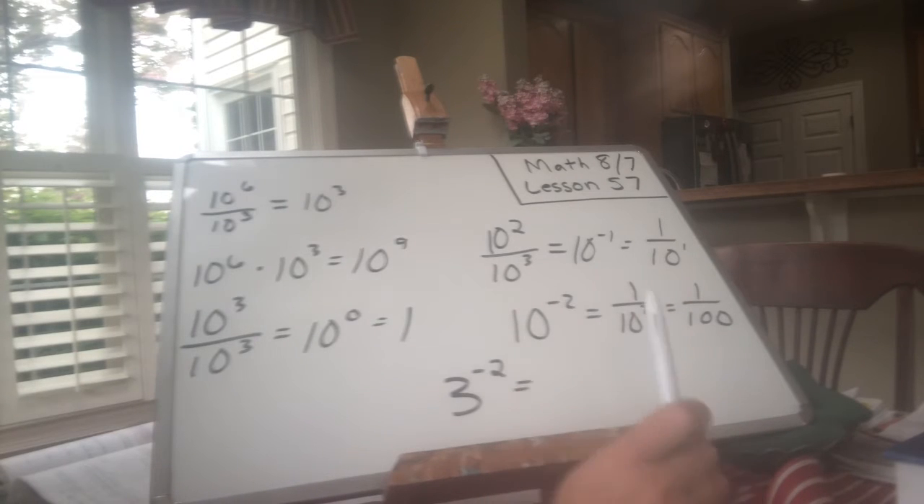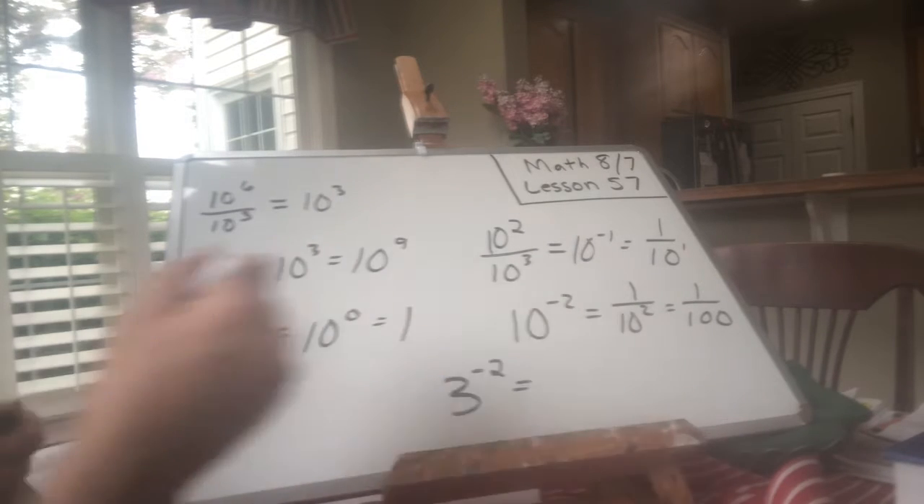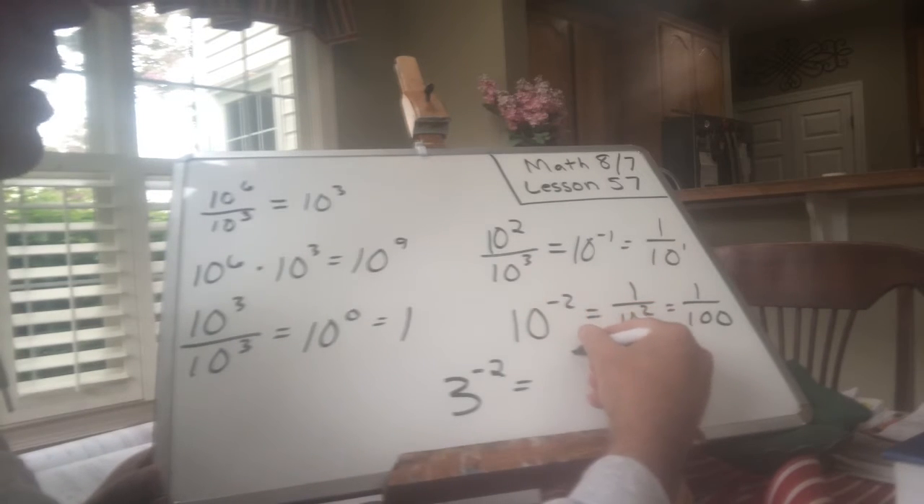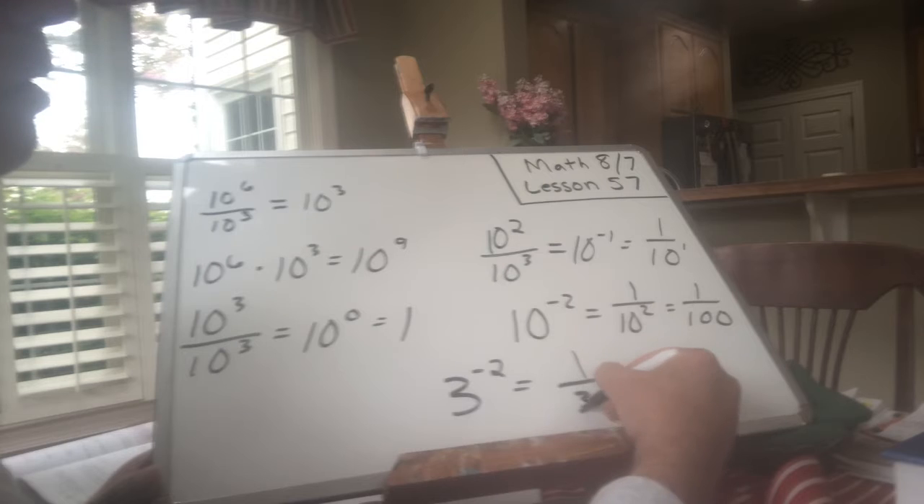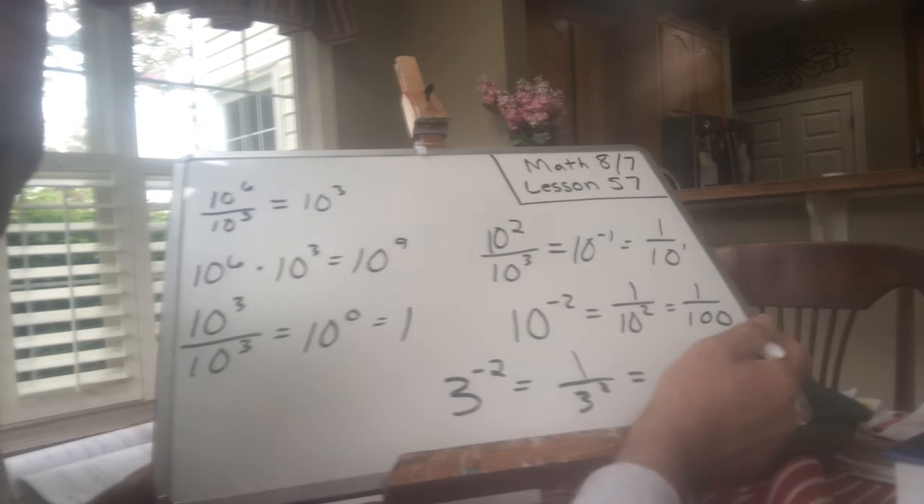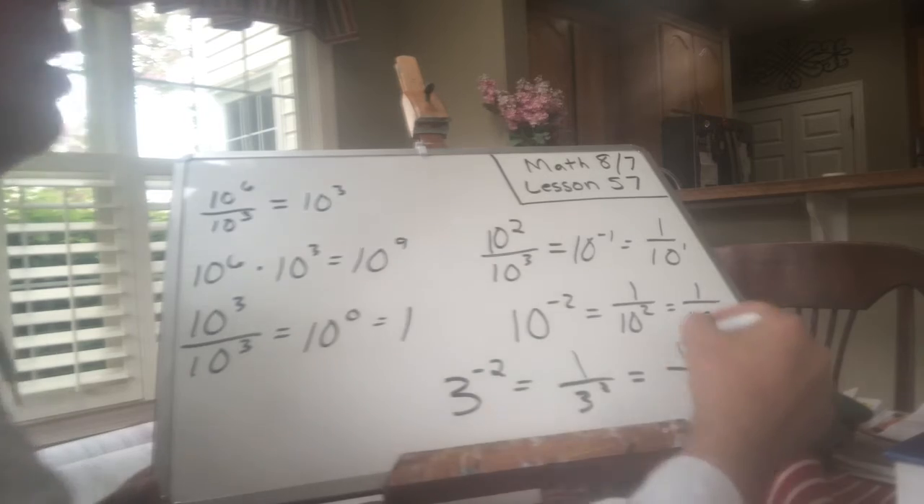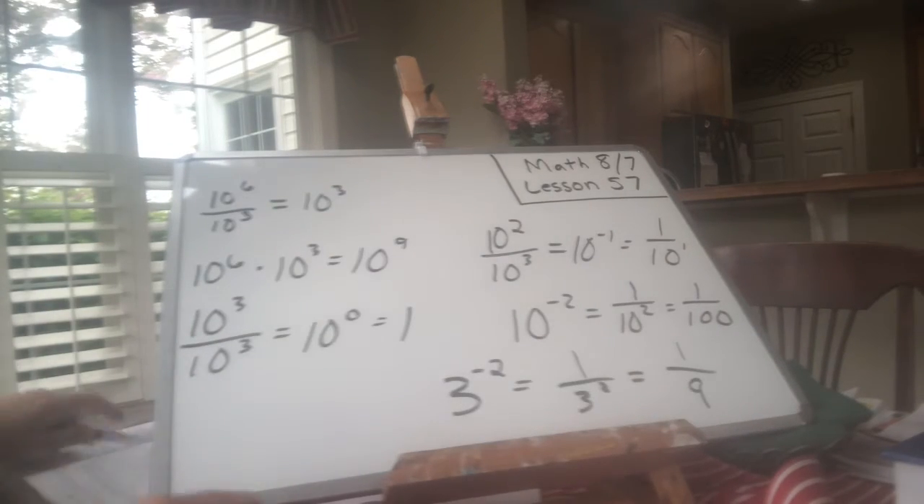I wrote out another example right here. 3 to the negative 2 would be like saying 1 over 3 to the 2nd power. What's 3 to the 2nd power? It's like saying 3 times 3, right? So this would equal 1 over 9. Those are just little reminders of some of the things that we're going to be working on.